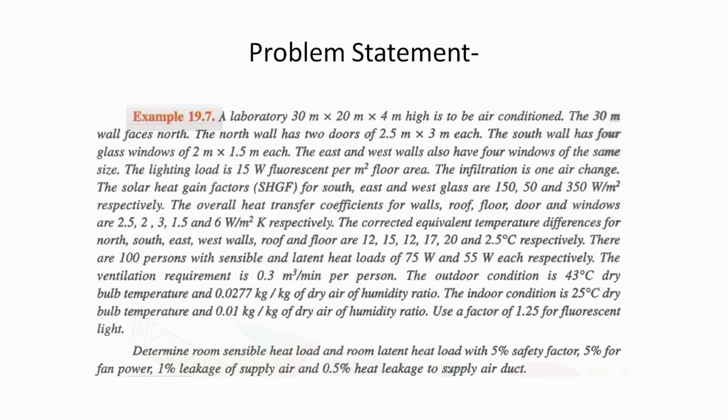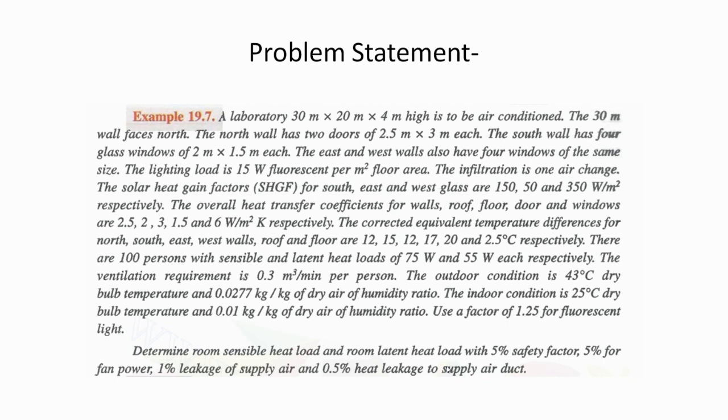Now the 30-meter wall faces towards the north. The north wall has two doors, 2.5 meter by 3.5 meter each. So the area of the wall is given, and the area of a door is given, which is 2.5 into 3 meter. Now the south wall has four glass windows, 2 meter by 1.5 meter each. The east and west walls also have four windows with the same dimension.